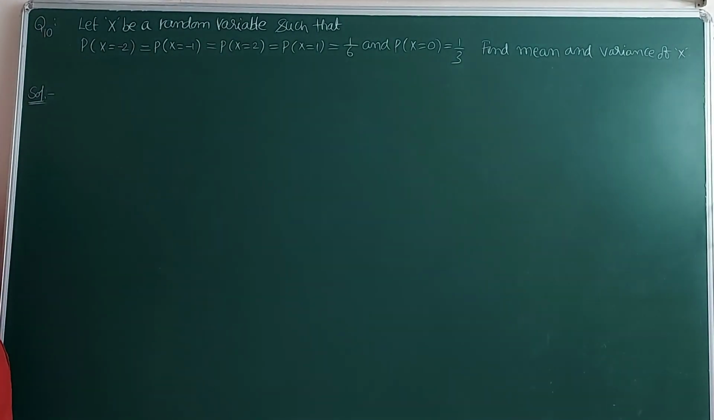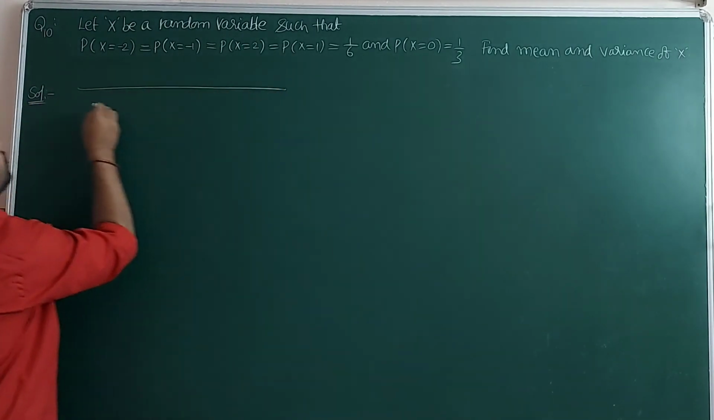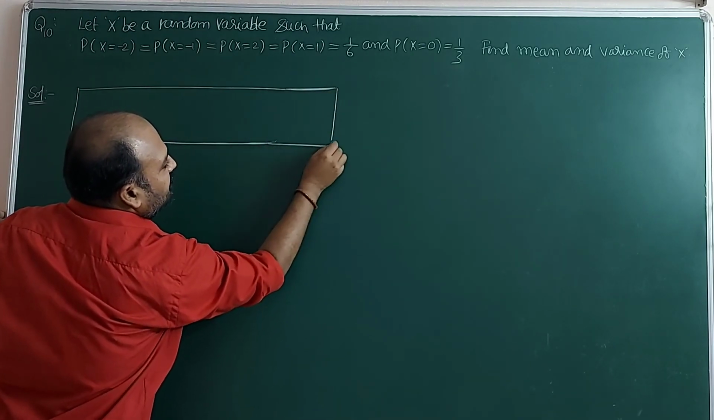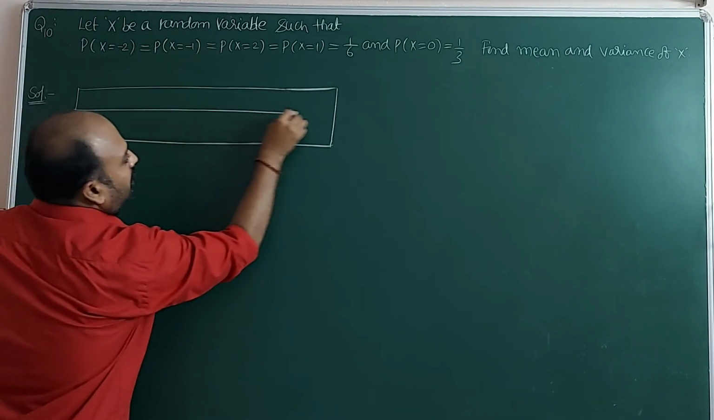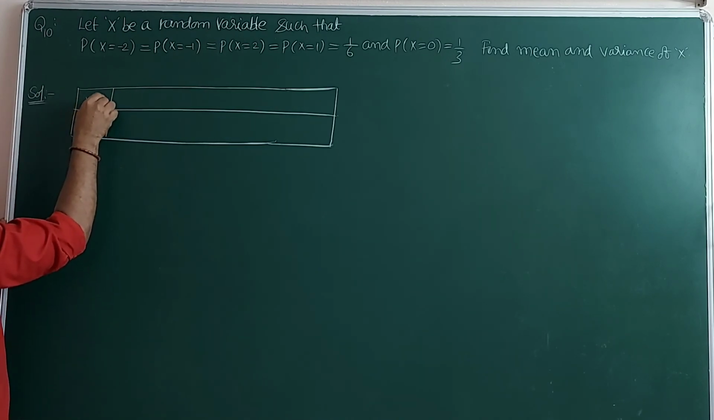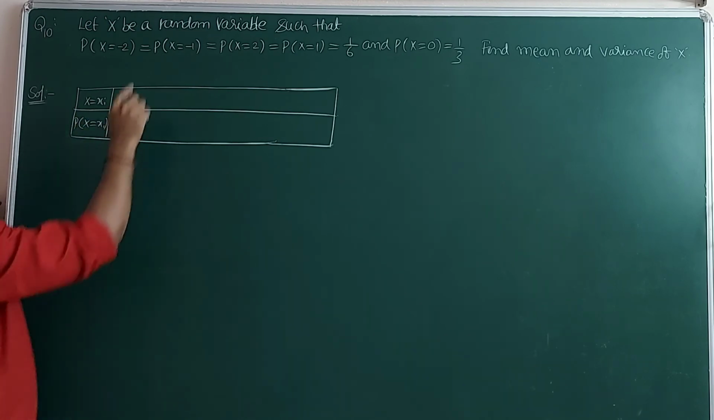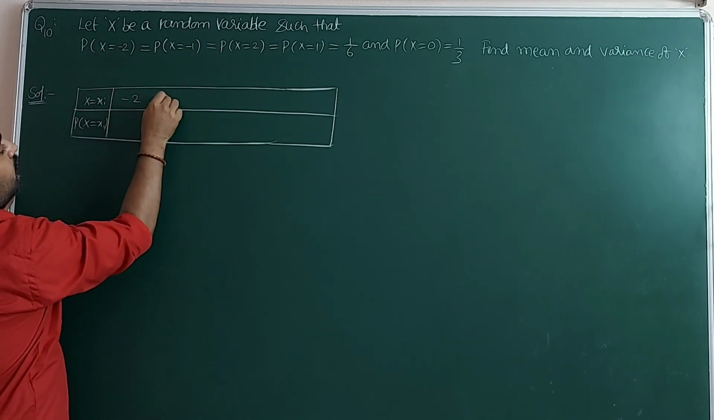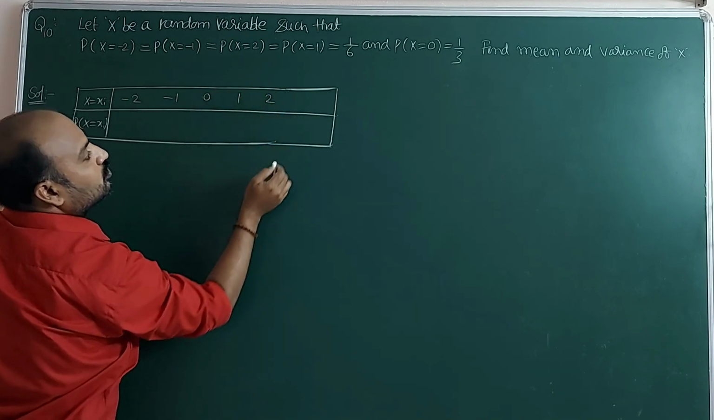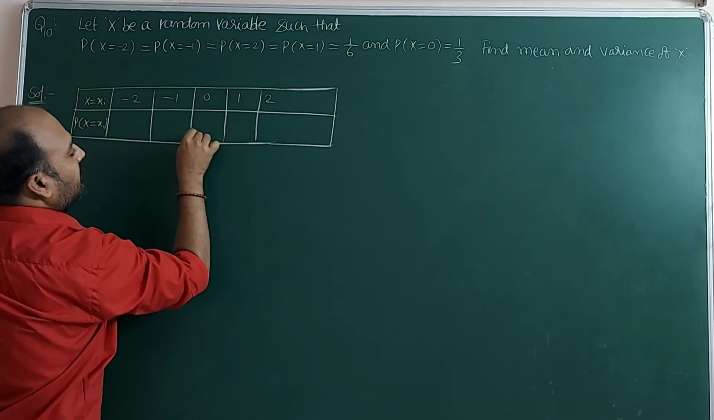So here the table is indirectly given. We need to draw the table according to the given information. So observe carefully, dear students. X is equal to xi, probability of x is equal to xi. X is equal to minus 2, minus 1, 0, 1, 2. These respective values are given.